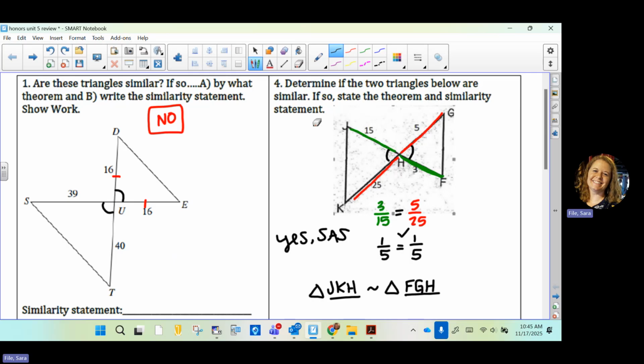Now, if you chose to name this triangle on the left differently, that would change the order that you put the triangle on the right. You have to make sure that they correspond. So far, so good? What else?